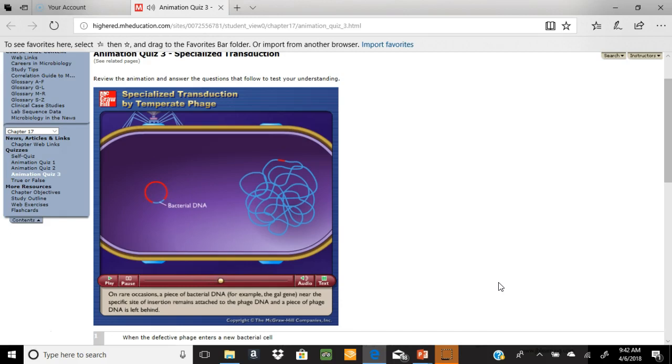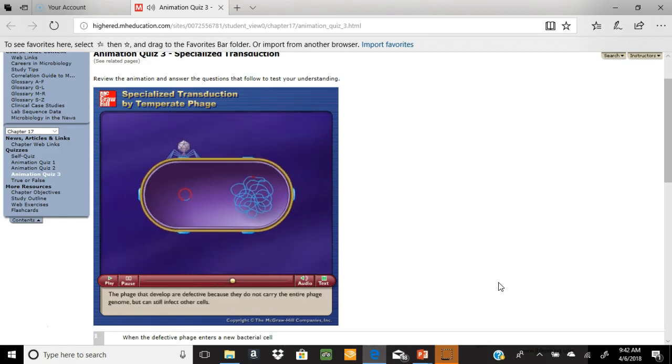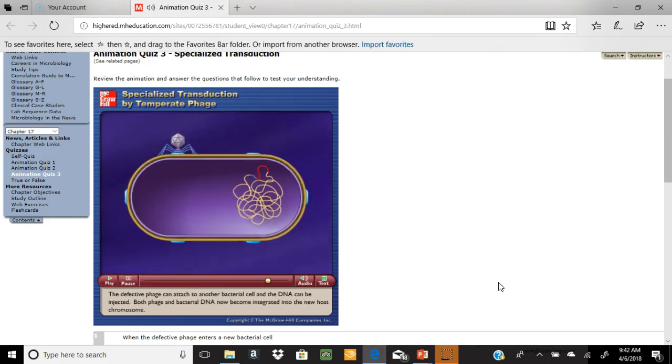When lambda phage infects E. coli, the phage DNA enters the cell and then integrates into a specific site on the host chromosome. When an E. coli culture carrying the lambda phage is induced, phage particles are produced. On rare occasions, a piece of bacterial DNA, for example the GAL gene, near the specific site of insertion remains attached to the phage DNA, and a piece of phage DNA is left behind.